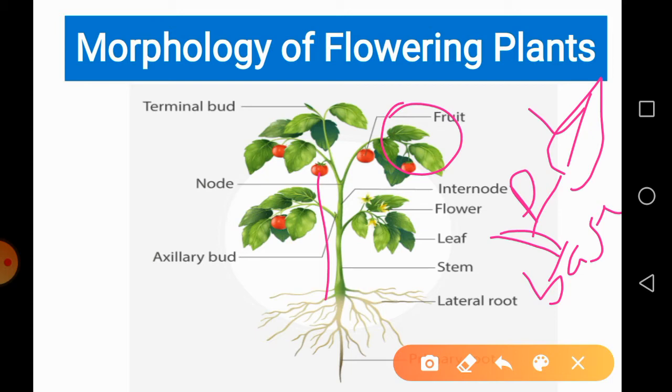Again, inflorescence we are having of two types, that is racemose type and another one is a cymose one. So we are going to see all the details about the flower later. The next point is fruits. After flower formation they will be turned into fruits.